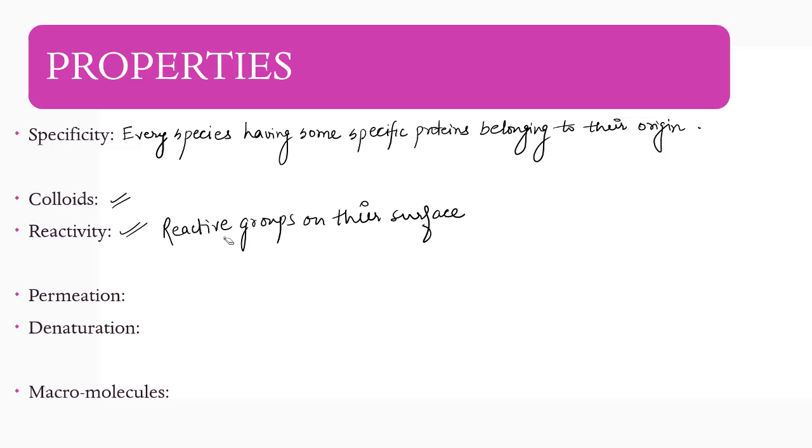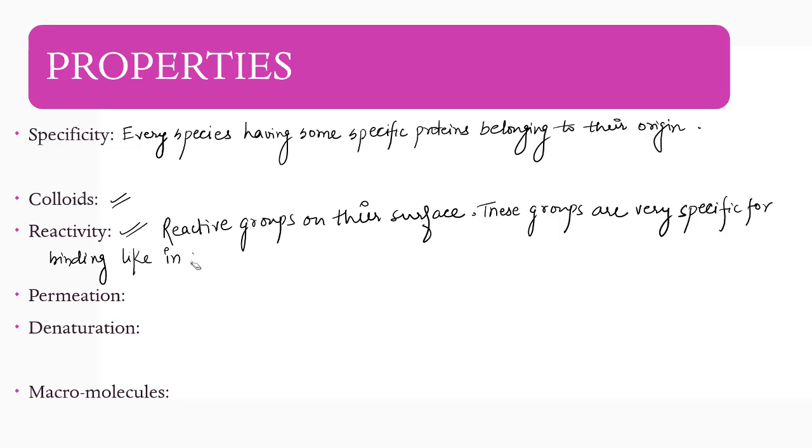Okay. So reactivity: they have reactive groups on their surface, and these groups are very specific for binding, like in the case of antibodies, they bind to a specific toxin or antigen.